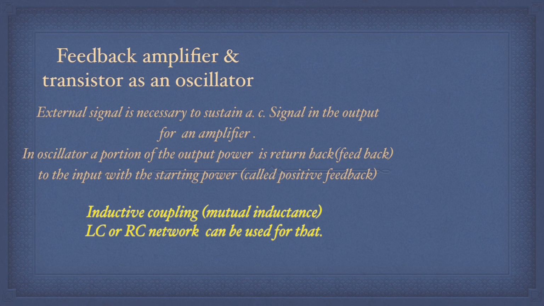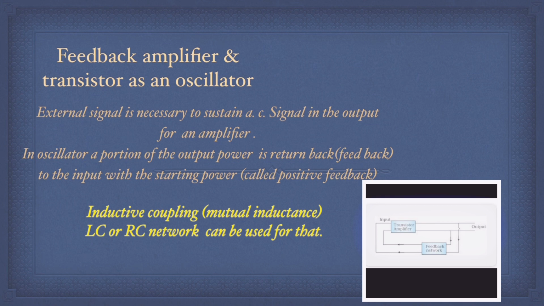Let's study about feedback amplifier and transistor as an oscillator. For amplification, we have to provide external signal to input. Means we have to feed external signal to input, and this process should be repeated to get continuous amplification. So what happens in oscillator? A portion of the output power is returned back, means feedback to the input with starting power, which is called positive feedback. And this process is done with the help of inductive coupling, means mutual induction, and LC or RC network.